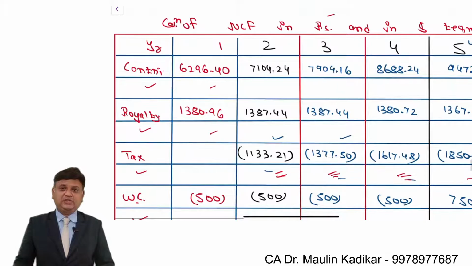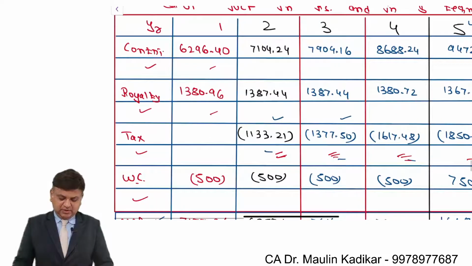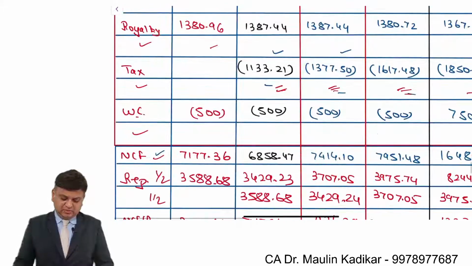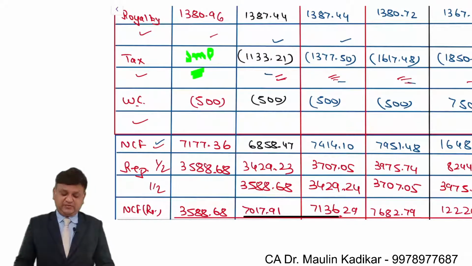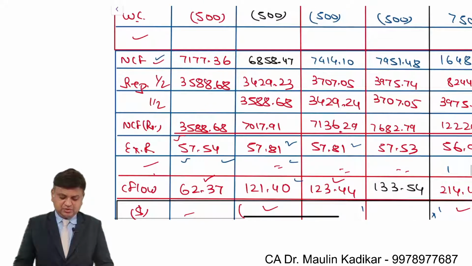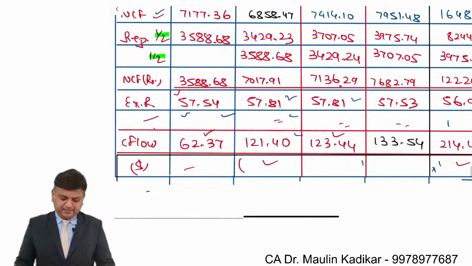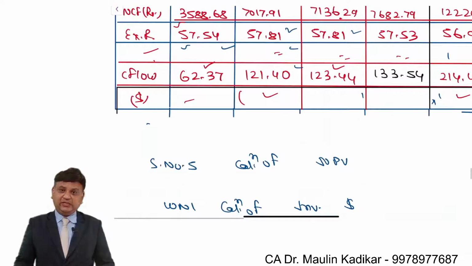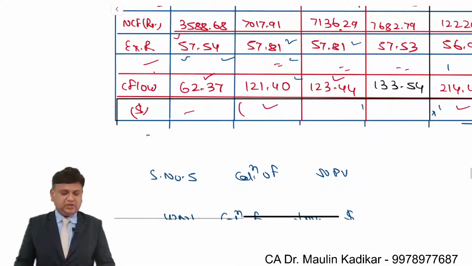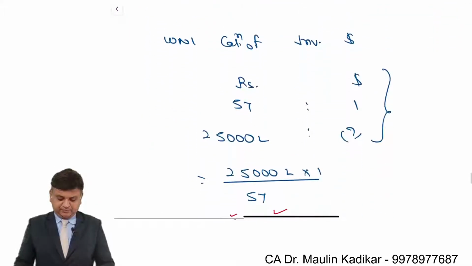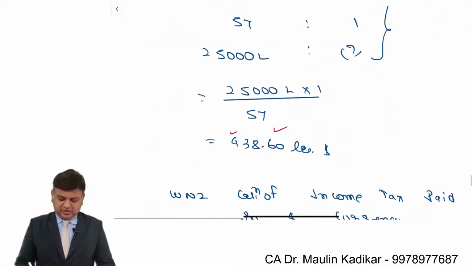Then calculation of the cash flow in rupee and dollar currency terms. That is, the contribution income, royalty income, tax liability to be paid in the subsequent year, working capital that is not subject to the tax effect, net cash flows, repatriation. Before the conversion into dollar currency, the repatriation amount is required to be found. Applying the exchange rate, calculating the cash flows in rupee terms and in dollar terms. Then investment is calculated in dollar currency.